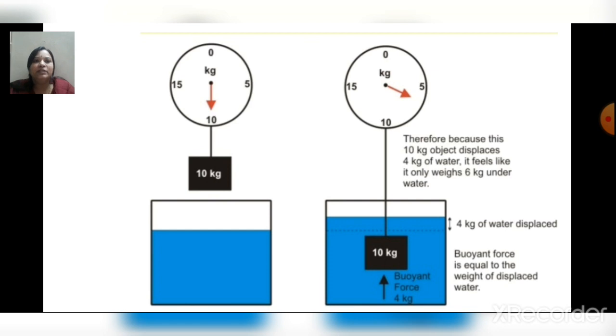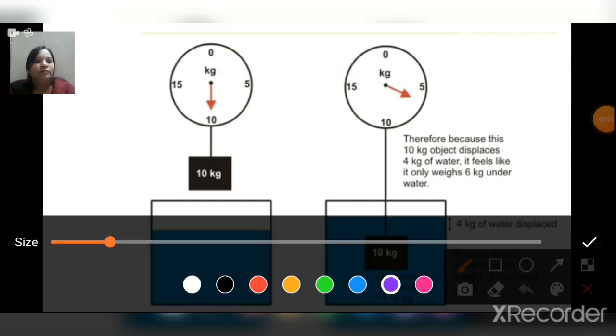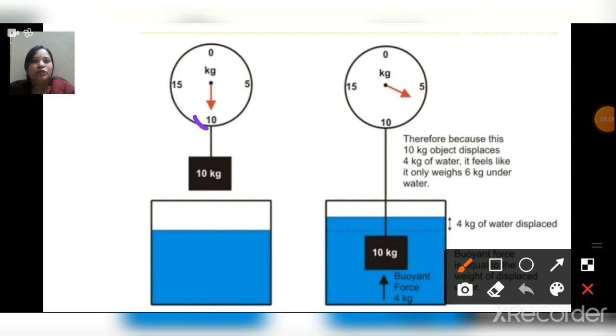Now in this picture you can see a 10 kg weight, weighing 10 kg outside the water, as you can see on the left hand side. On the right hand side, when that thing which is weighing 10 kg is immersed in water, the weight of that thing is what? How much children? 10 kg, as it is shown here. See, the weight of the thing as shown in the scale is 10 kg. And when it is immersed in water, the weight is showing 6 kg. So how much weight is reduced? It is reduced by 4 kg.